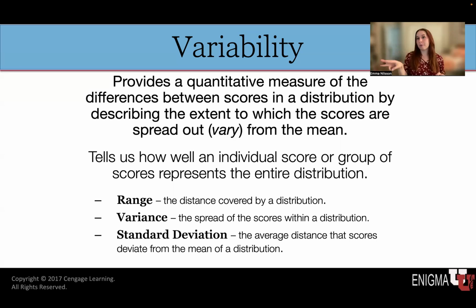Again, we're going to look at three measures here. The first we're going to look at is the range, which is just the distance covered by a distribution. Then we're going to talk about variance, which is the spread of scores within a distribution, which is a little different. And then standard deviation, which is the average distance that scores deviate from the mean of a distribution. And we're going to build up to each of those.